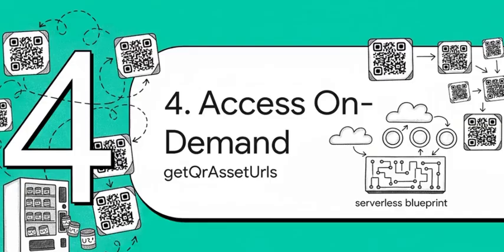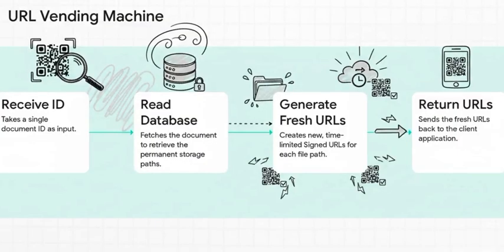Its job is incredibly simple, but so powerful. So when a user actually needs to see their QR code, the app calls this function with just one little piece of info, the document ID. The function uses that ID to look up our record in the database and grab those permanent file paths we stored earlier. Then, and only then, does it go to the cloud storage and say, hey, generate me some fresh, secure, time-limited URLs for these paths. Those brand new links are sent back to the client, and boom, the images appear.